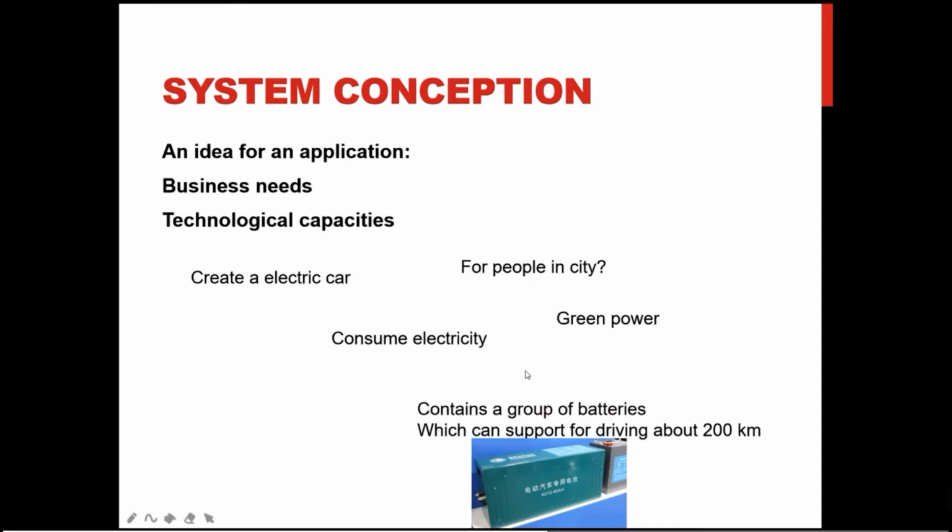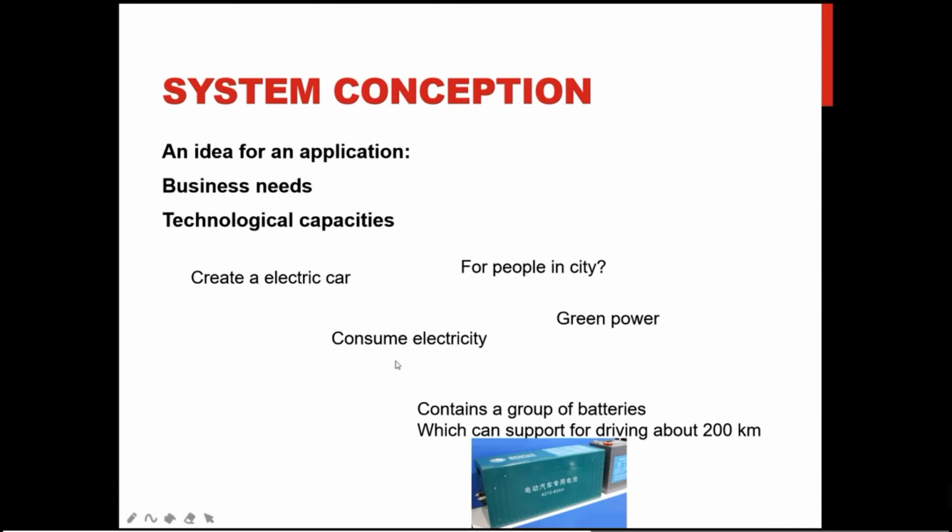For example, we want to develop an electric car. We need to consider, okay, why do we need to develop this car? It is for people who live in a city, not in some remote village, because usually the electric car can only run less than maybe 200 kilometers, so it is not suitable for use in the villages.